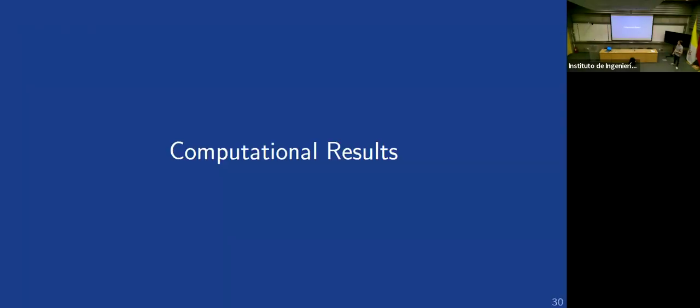So we did some computational results. We have implemented our methods in SCIP, or actually we have chosen a few symmetry handling methods. We generalized them for arbitrary domains.